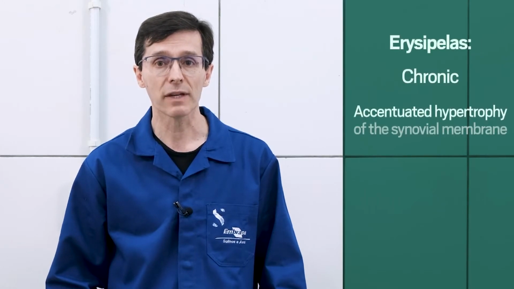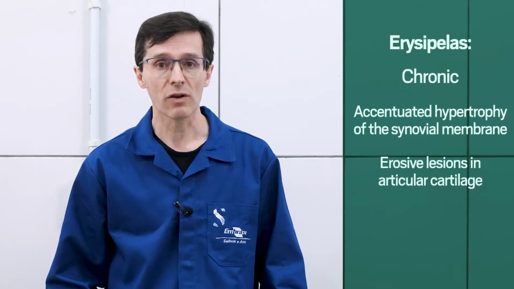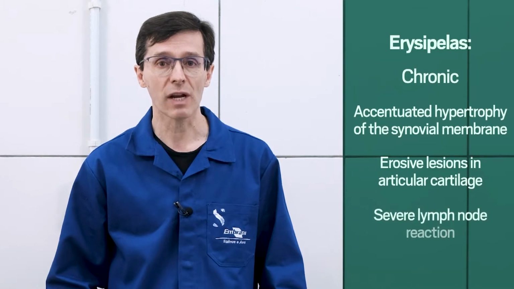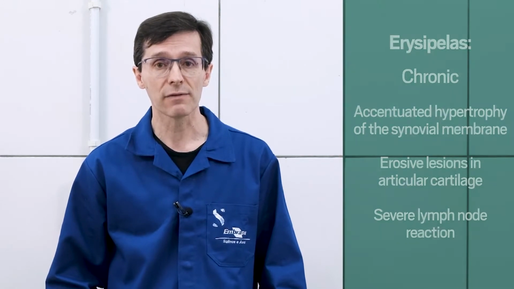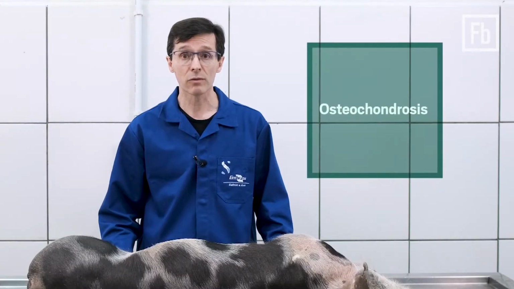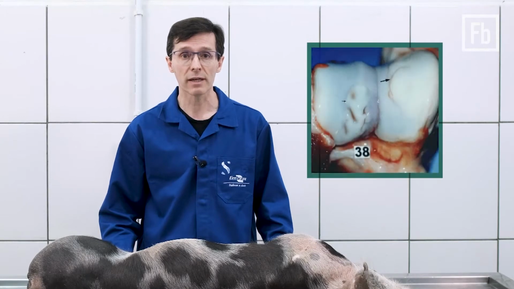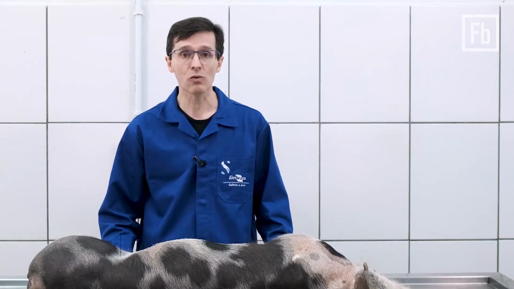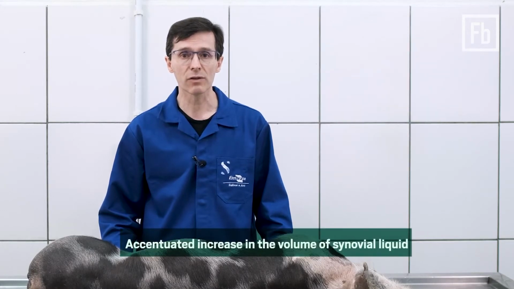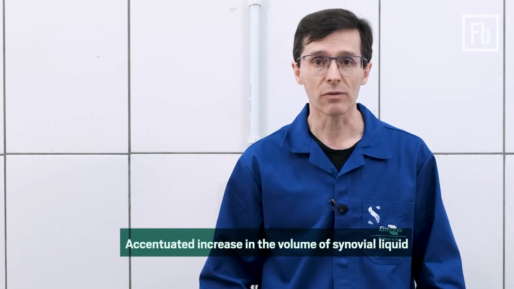Erysipelas arthritis is usually chronic and characterized by marked hypertrophy of the synovial membrane with erosive lesions in the articular cartilage and a severe reaction in the regional lymph node, which often includes the formation of vesicles in the lymph nodes. Osteochondrosis, a common type of non-infectious arthritis observed primarily in fast-growing swine in the growth and fattening phases, induces a sharp increase in the volume of synovial fluid with the presence of blood.